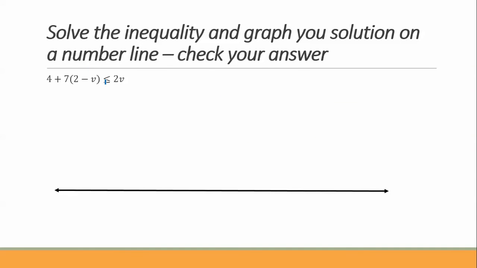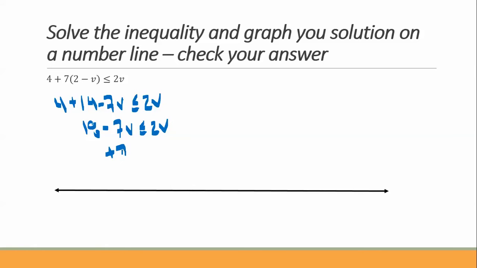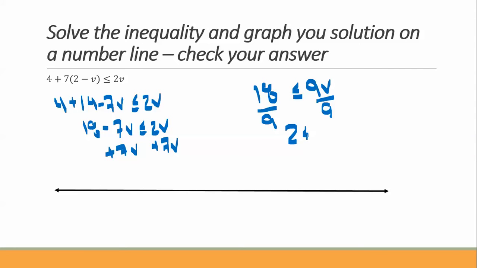Let's try this one. We have 4. We're going to distribute our 7 just like we were with our linear equations. So 4 plus 14 minus 7v is less than or equal to 2v. And then we want to combine like terms on this side. So 18 minus 7v is less than or equal to 2v. Add 7v to both sides. And we have 18 is less than or equal to 9v. Divide both sides by 9. And we have 2 is less than or equal to v.